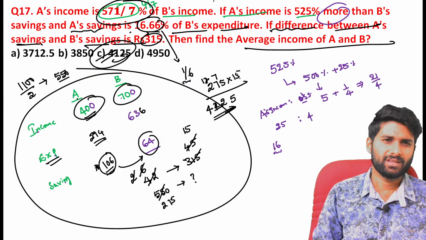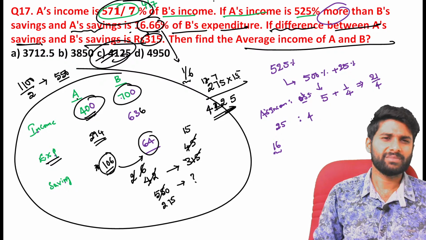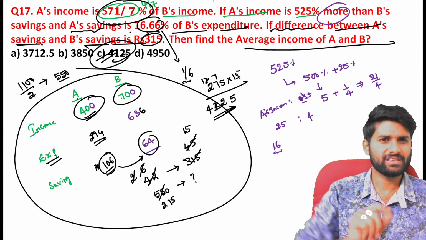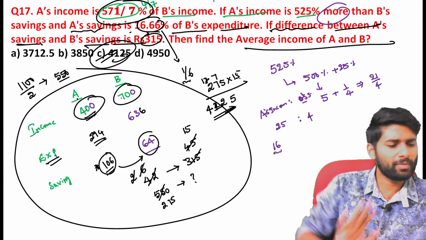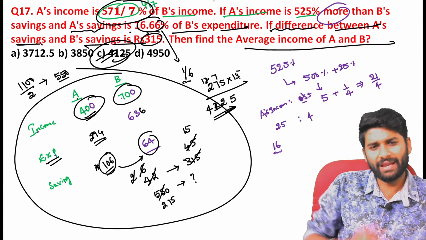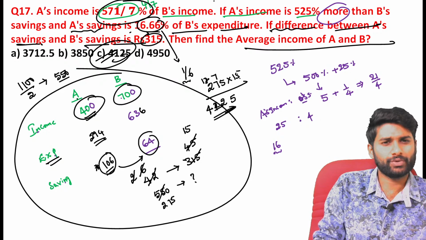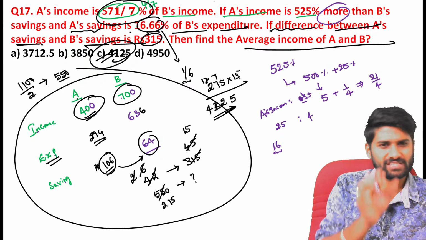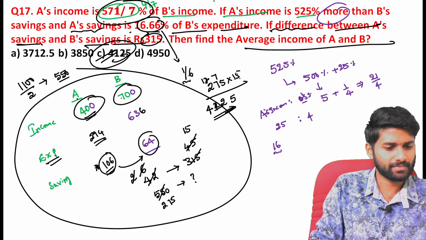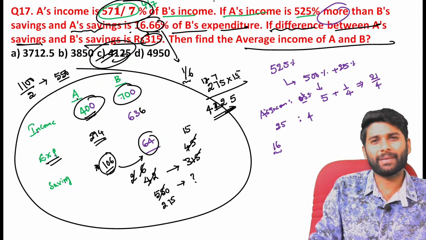Just see, Jabin. First value: A's income is 57 1 by 7 percentage of B's income. First of all, 57 1 by 7 percentage value becomes 4 by 7. Now I can take the income of A as 400 units and B as 700 units. First I just fix the values. After fixing the values, there is a comparison.